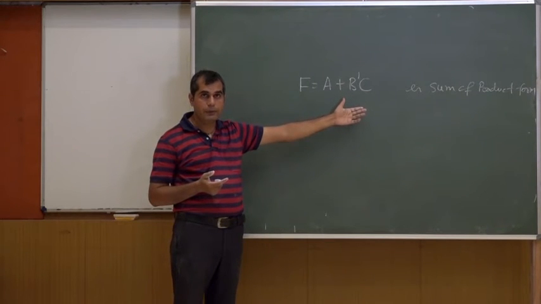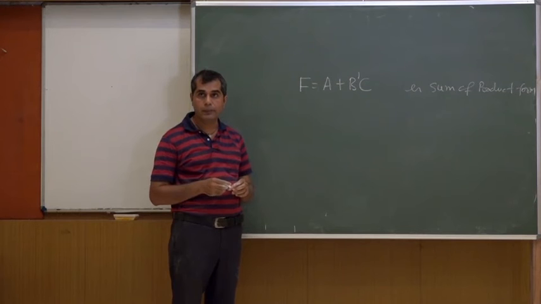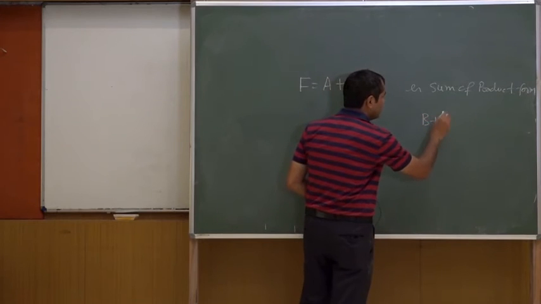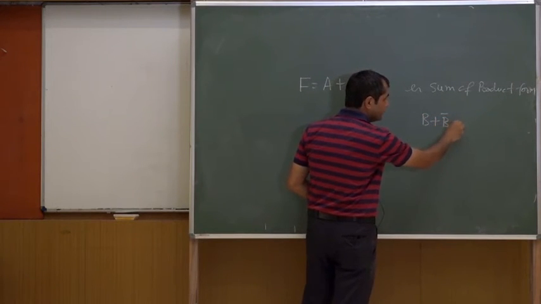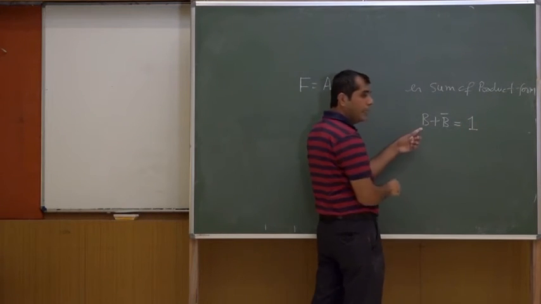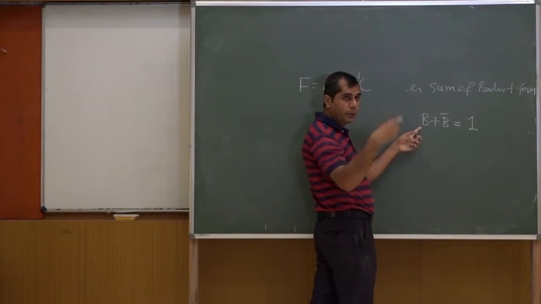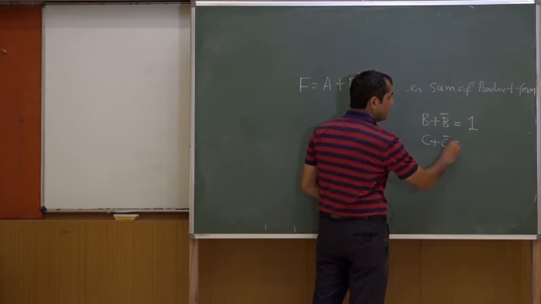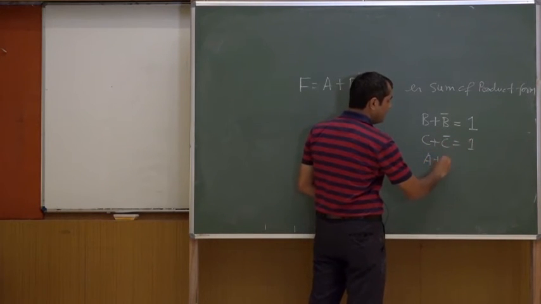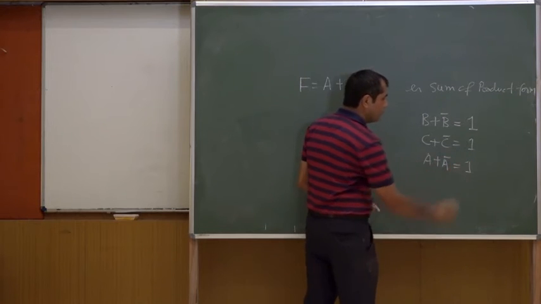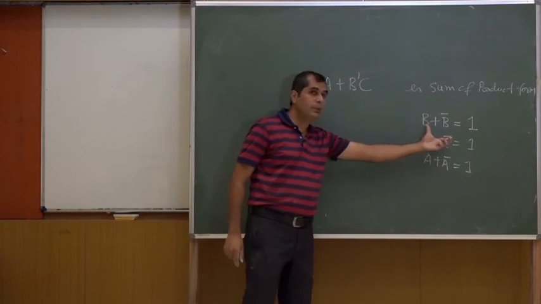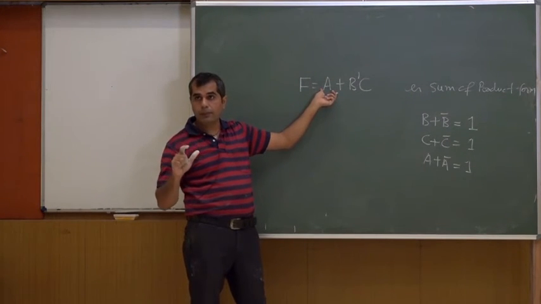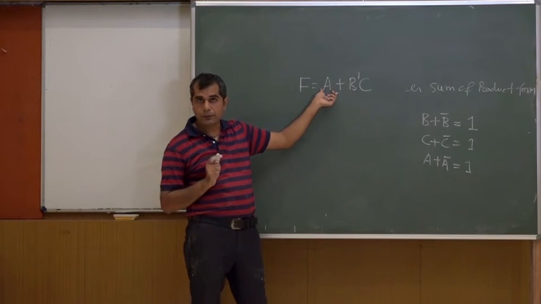So what we will do, we will utilize the theorems of Boolean algebra. You know that b plus b bar is always 1. Any variable, if you add the complement version of that variable, you get 1. So similarly, c plus c bar is also 1, and a plus a bar is also 1. So if I multiply this b plus b bar to any term, that is not going to change the final value of that particular term, is it or not?